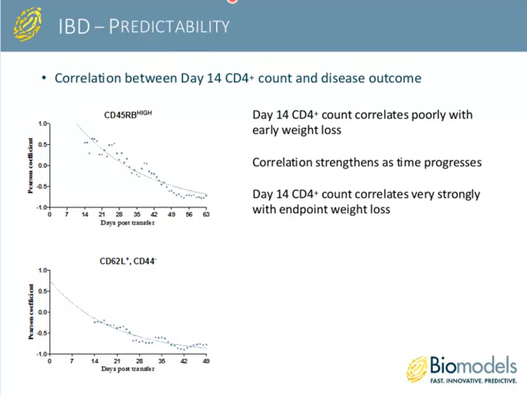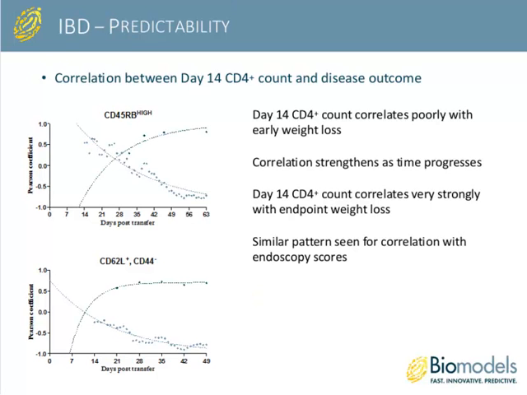So in this study, we went out to day 63. In this study, we went out to day 49. By the end of the study, there's a very strong correlation with the endpoint weight loss and that day 14 CD4 count. So this suggests that the day 14 count can predict the endpoint disease severity, weight loss, and also endoscopy score.